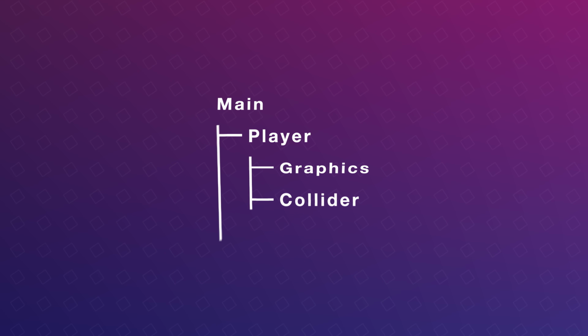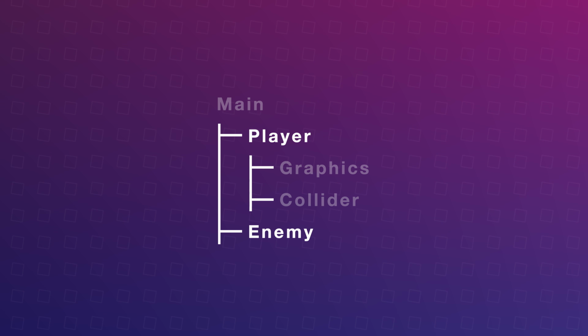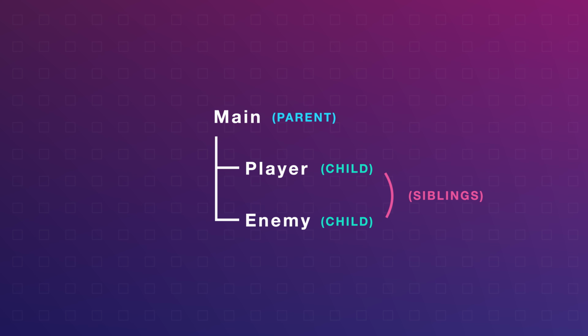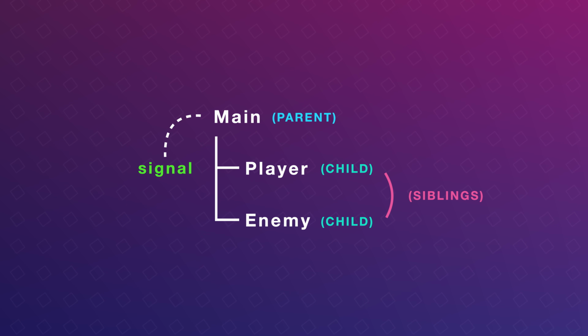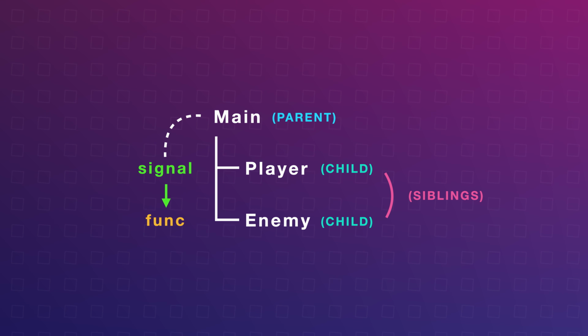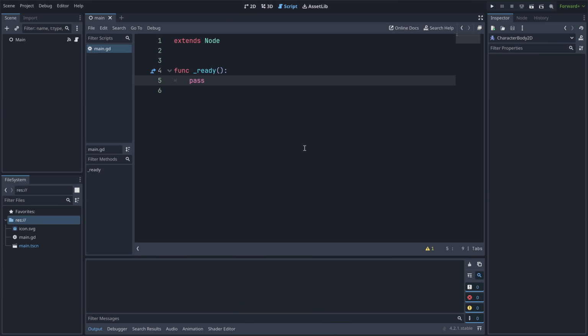But what if we need to communicate between two nodes that are on the same level? You guessed it, these are called siblings. Well, here the common parent is in charge of connecting the signal from one sibling to the function on the other. This is most often done in the ready function right at the beginning. So that's the idea of the rule, but of course always implementing this concept correctly requires some practice. I'll have a link to a good article with some nice examples.